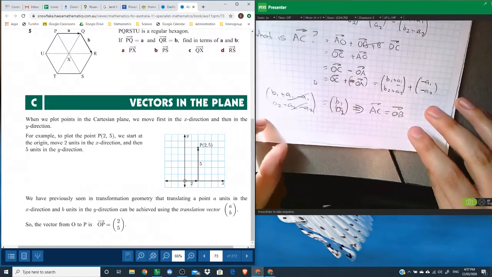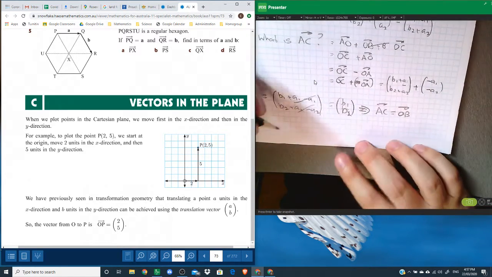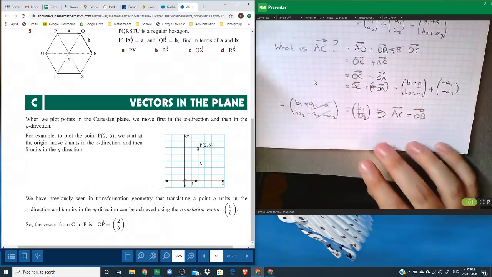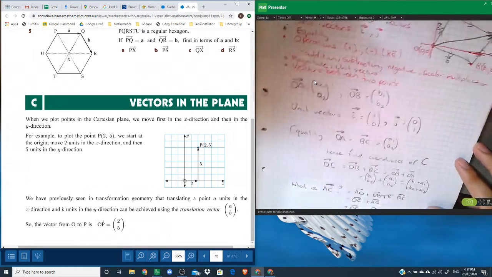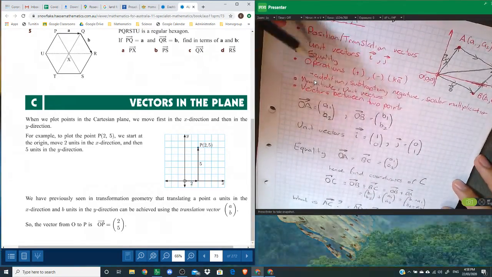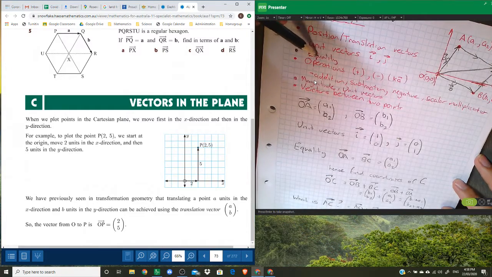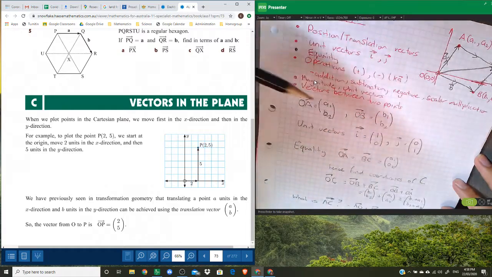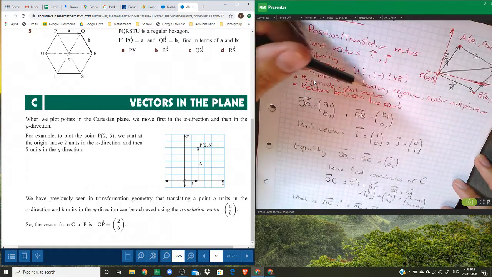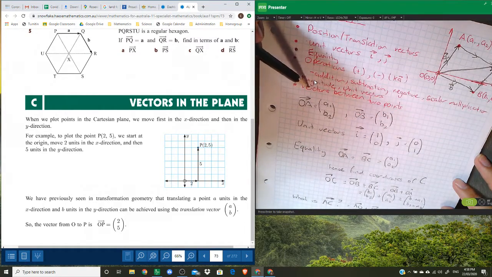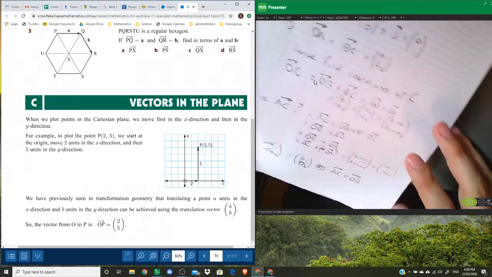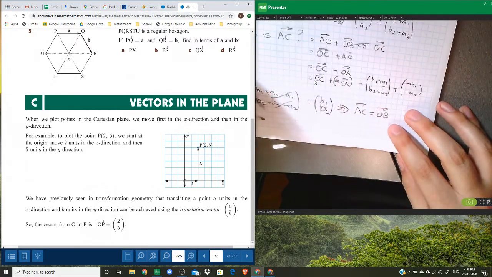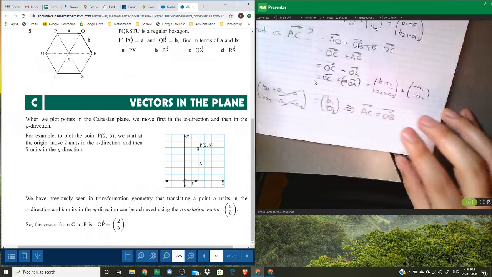Scalar multiplication. What are the skills I've got? Let's go back to my list. We looked at position, translation, unit vectors, equality, operations, addition, subtraction, negative vectors. Scalar multiplication I need to do, then magnitude, unit vectors, which I've done, and vectors between 2 points.